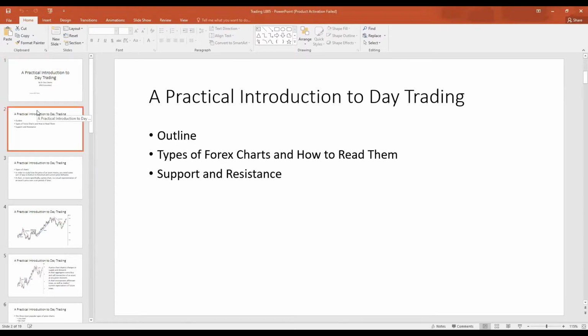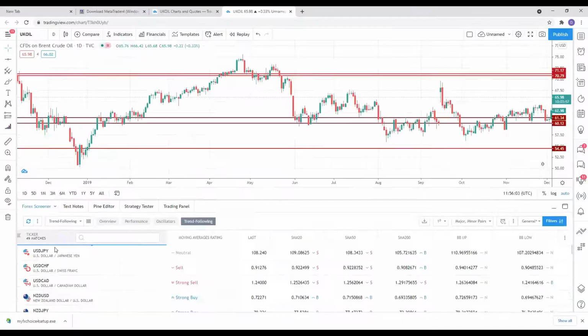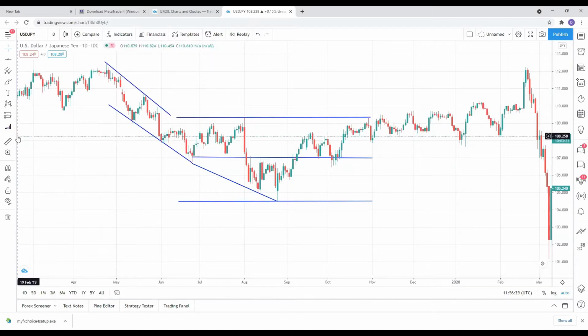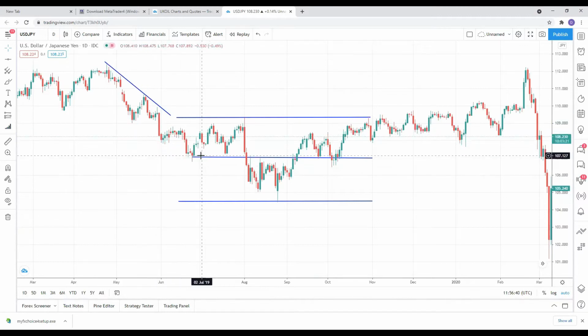In the previous lecture, we looked at charts, support, and resistance. We will cover the same concepts in greater detail in this lecture. Let's select a random currency pair. We selected USD JPY. Let's delete these lines.